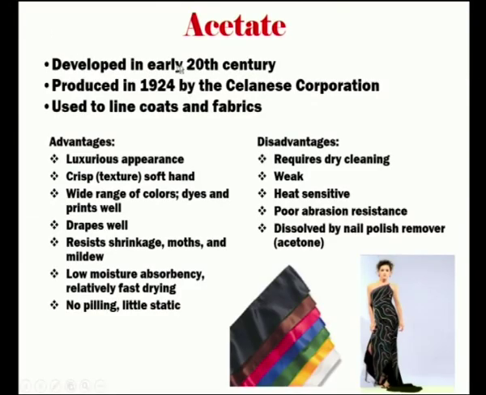Another class of artificial or synthetic polymer is acetate, which was developed in the early 20th century, produced in 1924 by the Celanese Corporation, used to line coats and fabrics. So, the advantages of using acetate or man-made fabrics are luxurious appearance. You can see some of the cloth in different colors here, which gives a luxurious appearance.